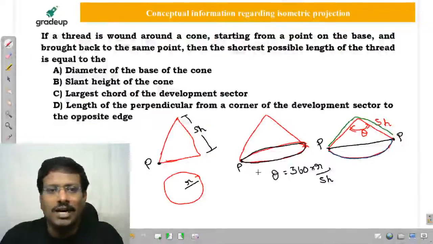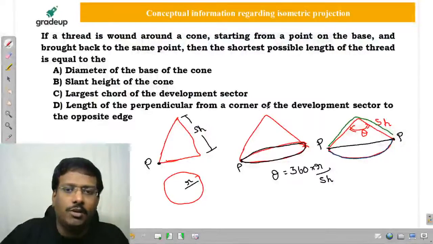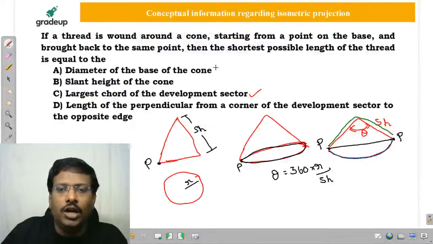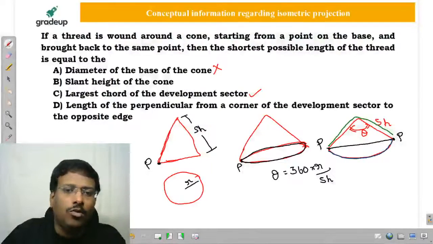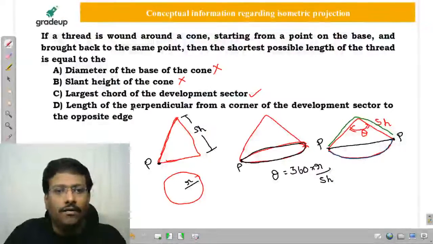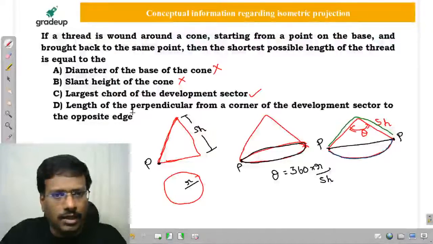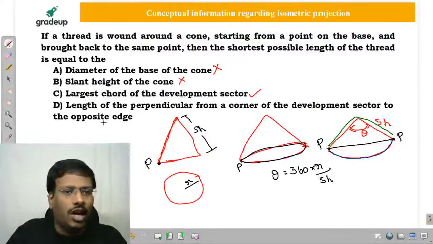So what is the answer? The largest chord in the development of the sector. So what about the other things that are wrong? Sir, this is wrong. It is not at all possible. Slant height of the cone. So in this case, he can move up to this. He can't come back. So it is wrong. The length of the perpendicular from the corner to the development of the sector to the opposite edge.